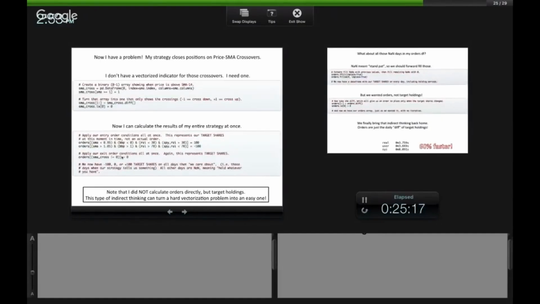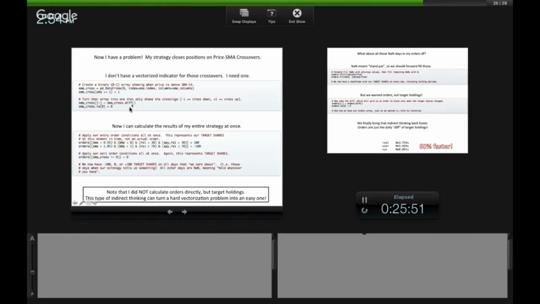The last problem I face is I don't have an indicator for crossovers, but remember my closes say when I cross over the SMA, I need to do something. So I have to make that last indicator that I need. That actually turns out to be really simple. I create a zero-set array of the same size as everything else, and then I set only the days where the SMA is above to 1. So now my array is 0 when I'm below the SMA and 1 when I'm above the SMA.